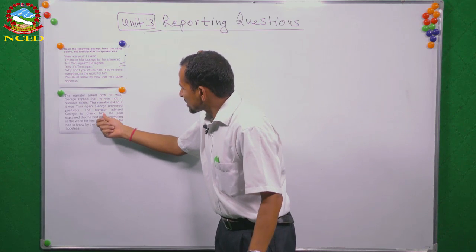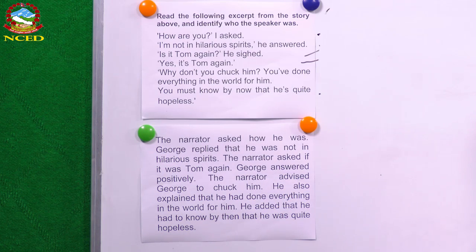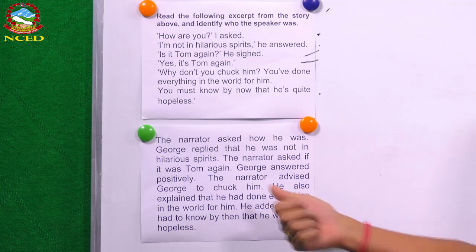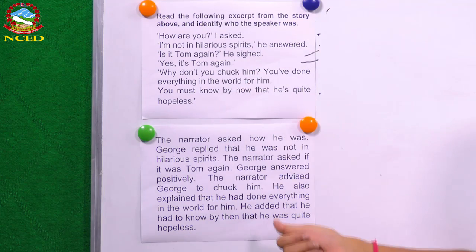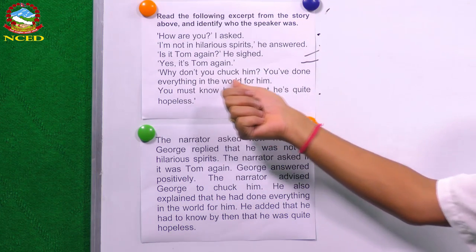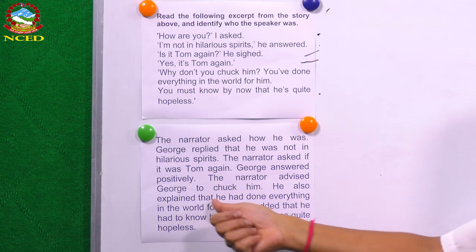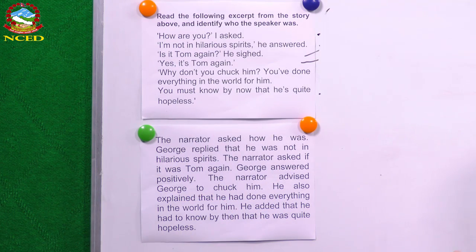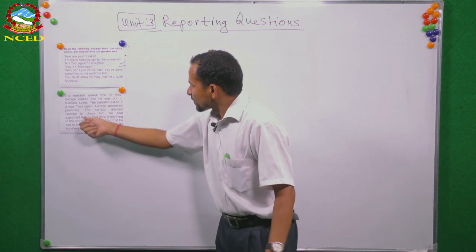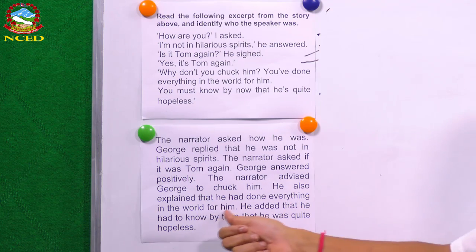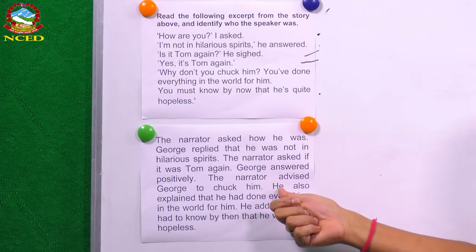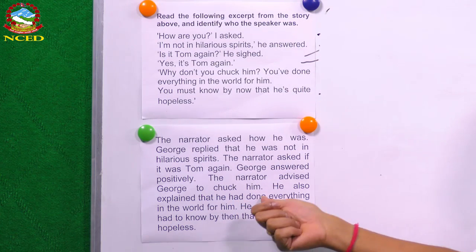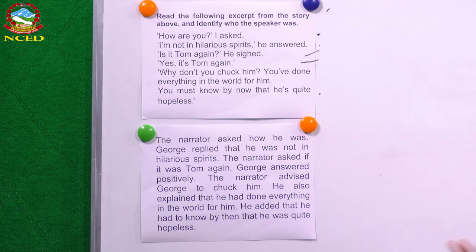do that. So that has been reported in the similar way as we report the imperative sentences, right? You also did that in the previous class as well. The narrator advised George to chuck him means he is advising here with this structure, it's not the question. And there is a statement, we have done everything in the world for him. He also explained that, you can say, he also said that, you can also replace this word with said, explained that he had done everything in the world for him. You have done means here you refers to George, so you is changed into he, have done is changed into had done, means present perfect has been changed into past perfect.